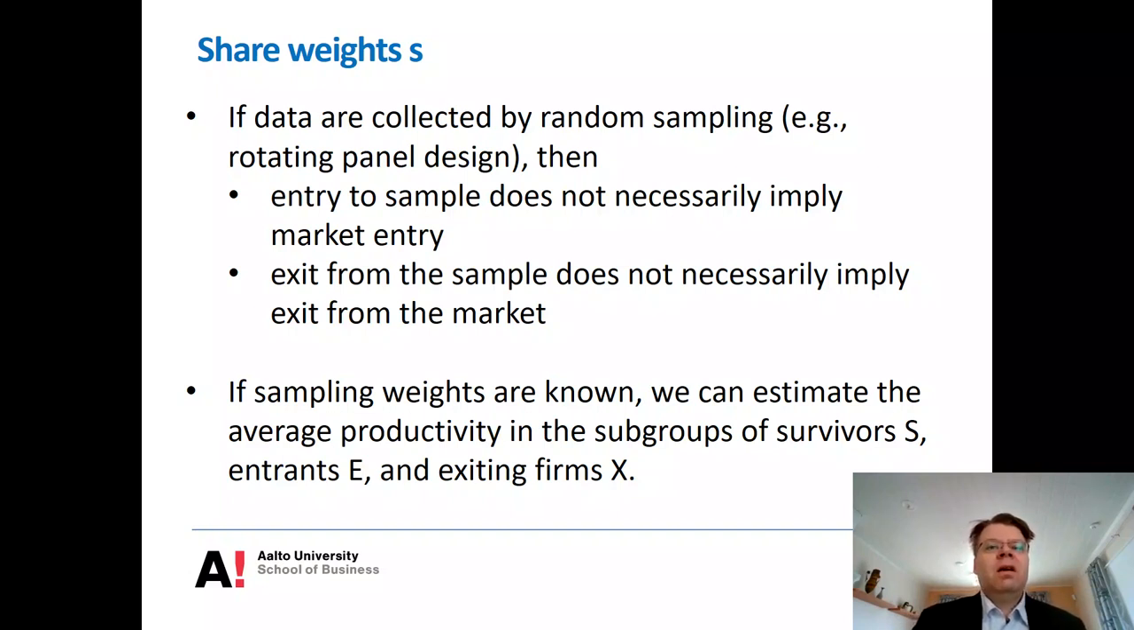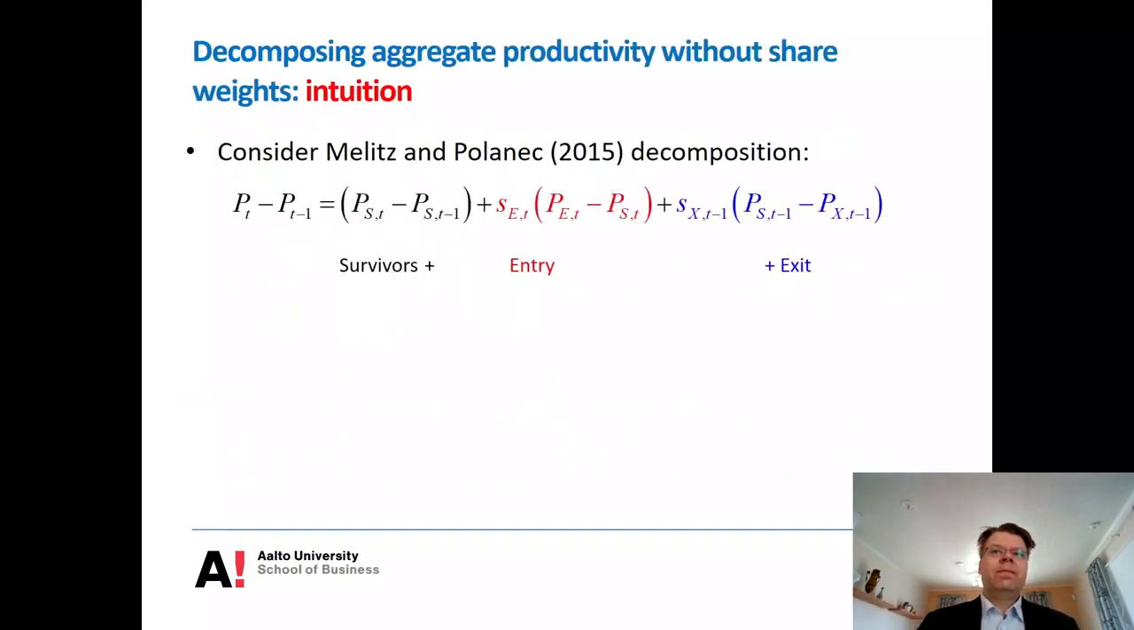So typically they are negatively correlated with the market shares, because with the sampling weights we want to have a representative sample. So they are something different from the market shares, more related to the sampling design. In any case, if we have some sample data and we can estimate the average productivity in these subgroups of survivors, entering firms and exiting firms, then it's possible to do a similar decomposition, but without share weights. So let me first illustrate the idea with some examples.